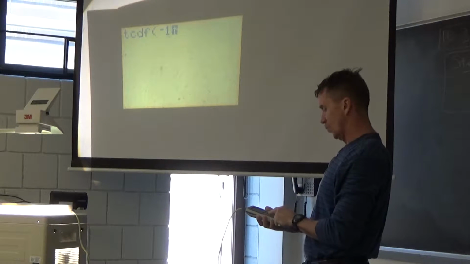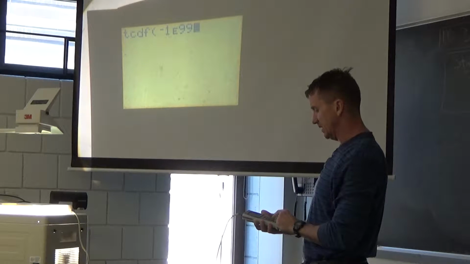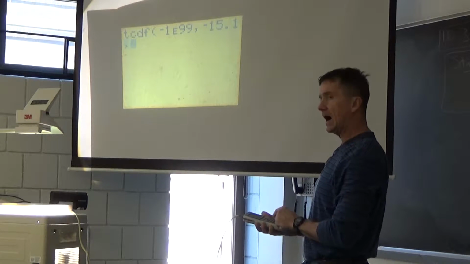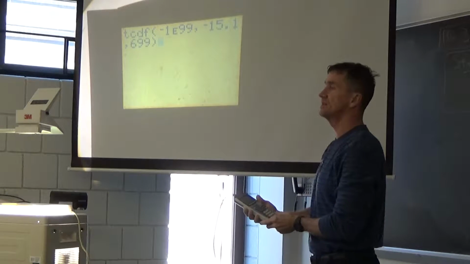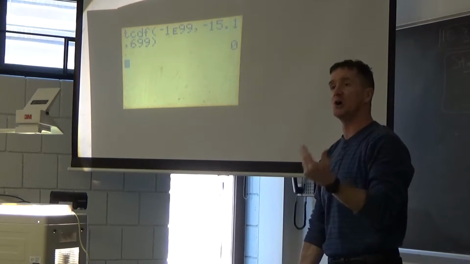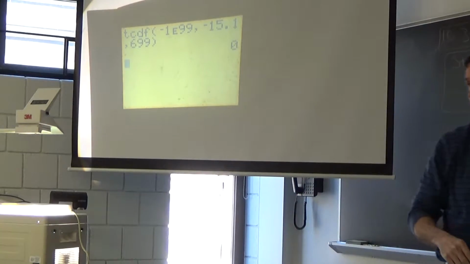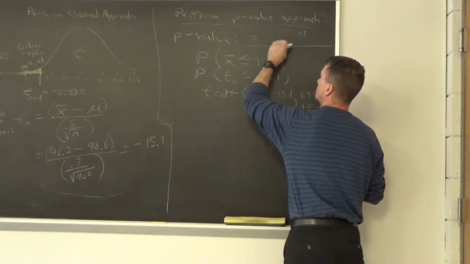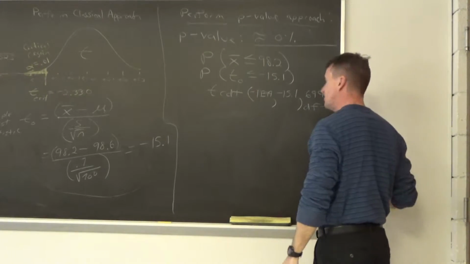All right, what's the lowest number? Negative 1E99, comma. Negative 15.1, comma. What's the degrees of freedom? 699. We're expecting something very small. I wonder what the calculator's going to say. It was so small, the calculator went to 0, which makes sense to us. When we're saying the probability is what chance? 0. All right, so I'm going to put 0%. You can put a squiggle if you want to say it's about 0% chance, because a p-value is a probability.